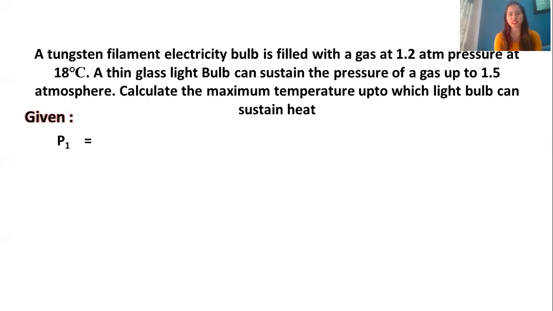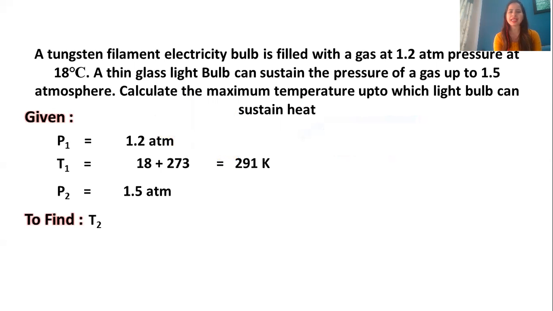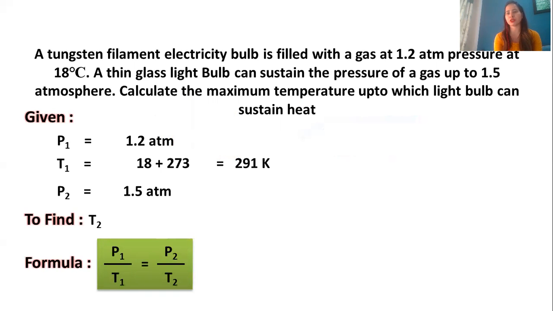So again, P1 is equal to 1.2 atm. Then temperature T1 is equal to 18 degrees Celsius, to which I have to add 273, which is equal to 291 Kelvin. Next, I have P2, which is equal to 1.5 atm. We need to find T2. It's almost a similar sum. We know the formula, as they have said it is a bulb. You know, a bulb cannot expand, so the volume will remain constant. We have the formula P1 upon T1 is equal to P2 upon T2. You need to solve this on your own. I'm not solving it further.